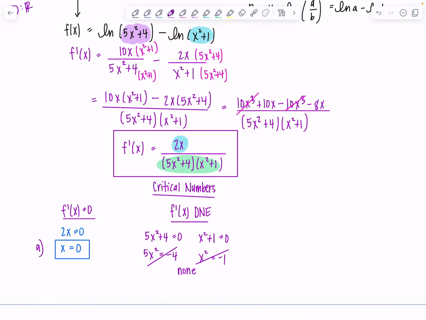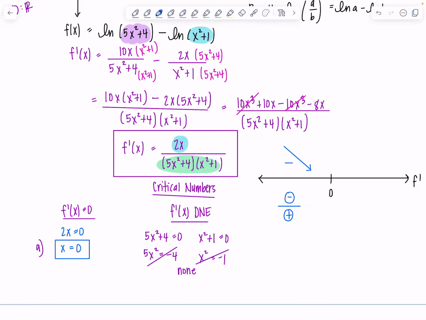Okay, good. And then we have to determine where the function is increasing and decreasing. So let's make our number line, label it f prime, always label it, and then put our one and only little critical number there. Okay, so pick a number smaller than 0. How about -1? 2 times -1 is negative, so numerator is negative. And then this denominator, remember it's always positive. You square something, you add a number, that's positive, that's positive. So we have a negative divided by a positive, that's negative. So the function is decreasing on that interval.